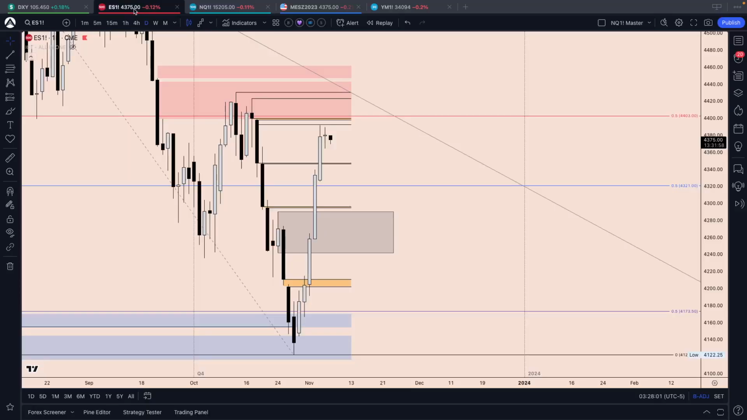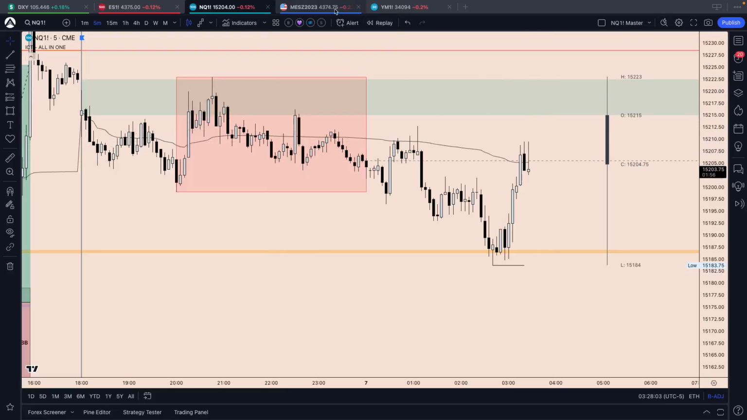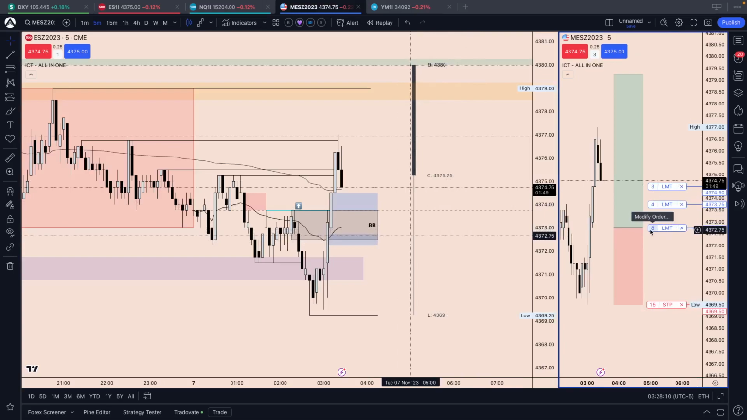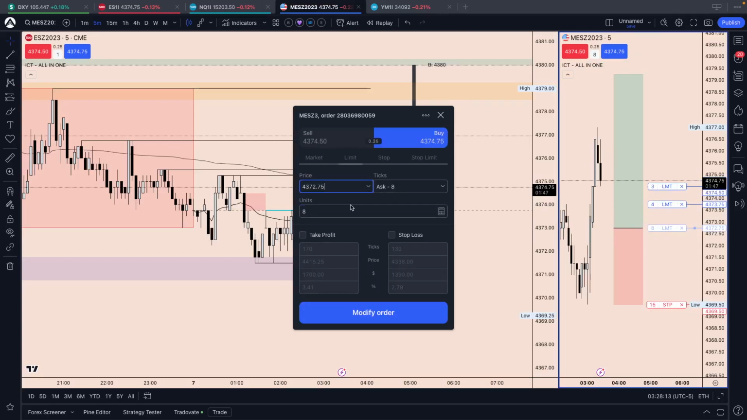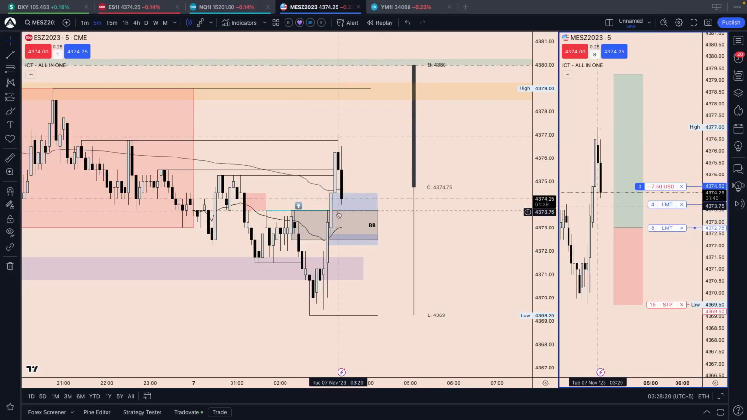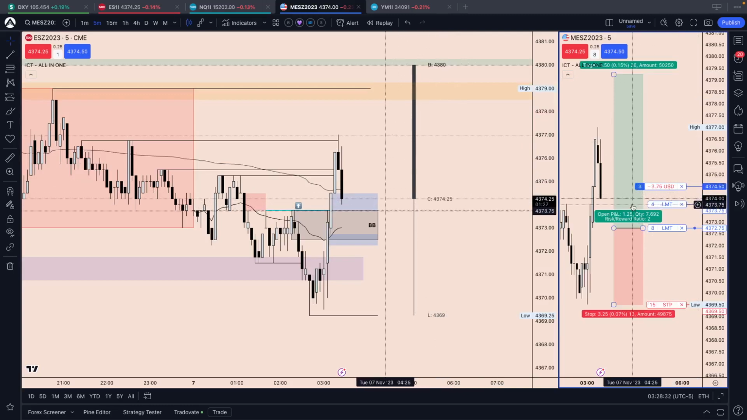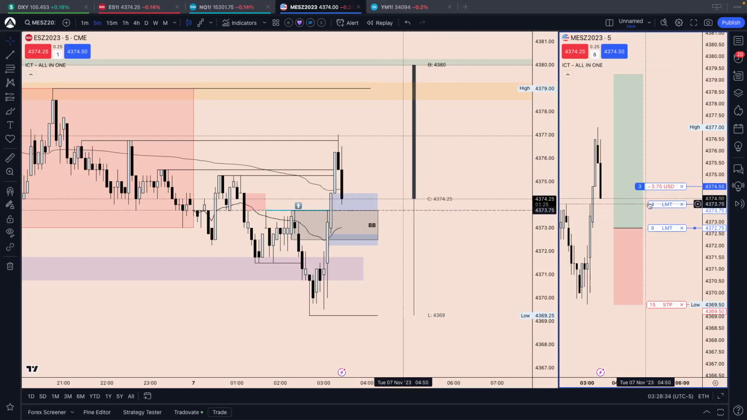NQ struggling at the New York Open. ES pulling back. Nice. Okay, we're already starting to get filled. Retrace. Let's see if we can hit the midnight level to get our other four contracts filled.